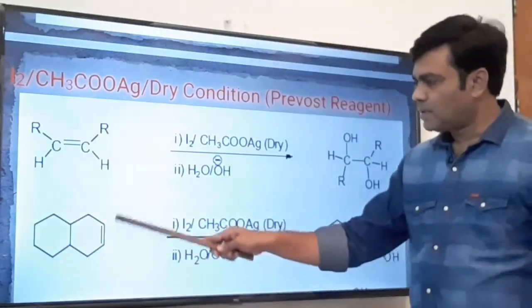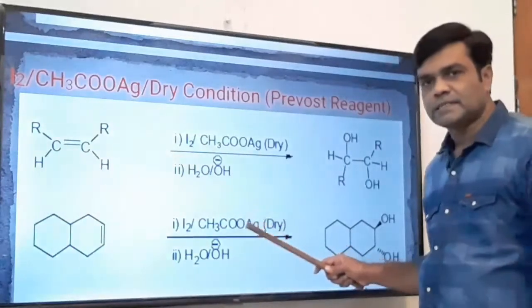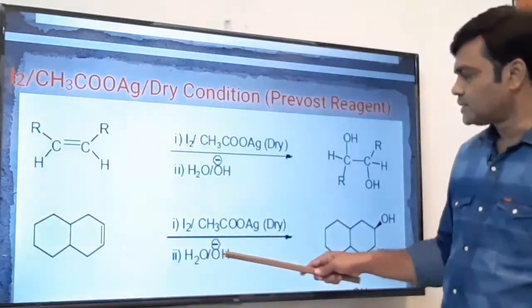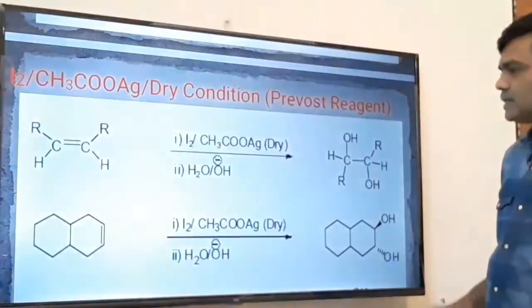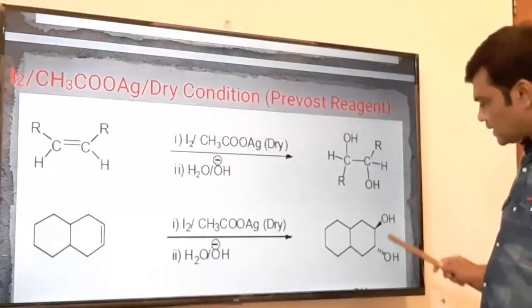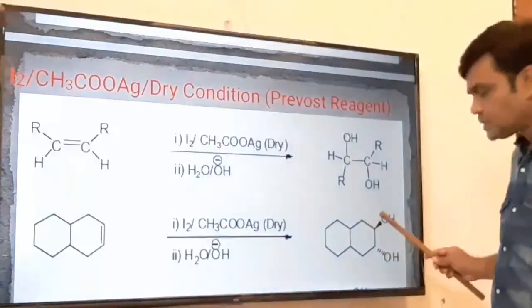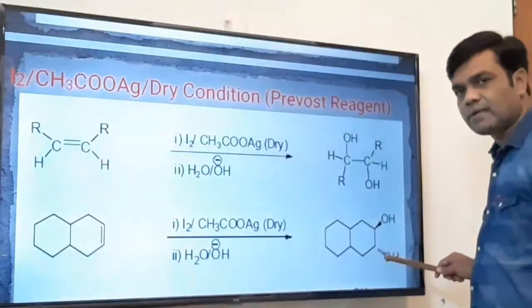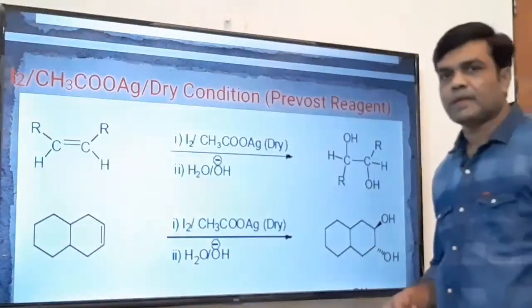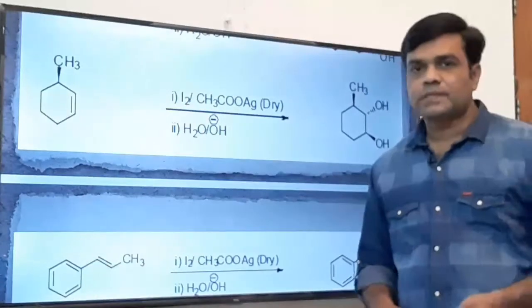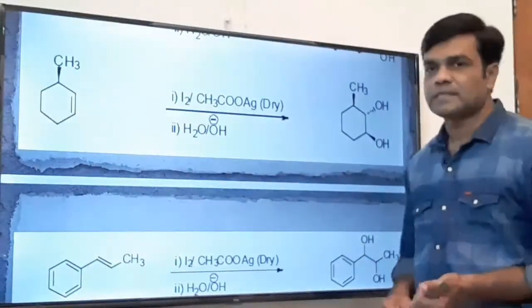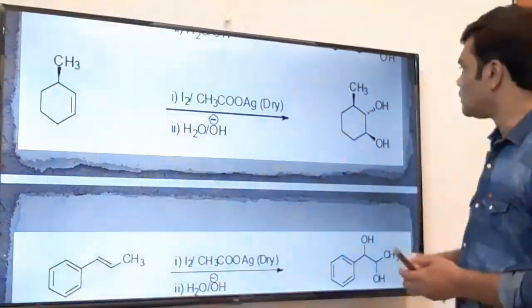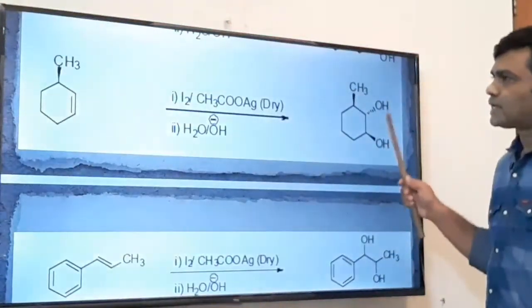Here this is a carbon double bond, iodine, silver salt of carboxylic acid in dry condition without water molecule, and then followed by hydrolysis in alkaline media. Here also we get the trans diol. The two OH groups are added across the carbon double bond, but the stereochemistry is important. Here one OH group is shown by a dark line and another by a dotted line, meaning they are trans to each other. It is cyclohexene with a methyl group at the third position, so it is 2,3-methyl cyclohexene. Using the Prevost oxidizing agent, OH groups are added with trans stereochemistry.